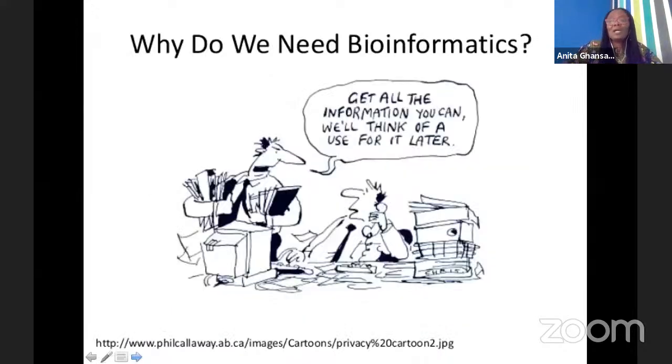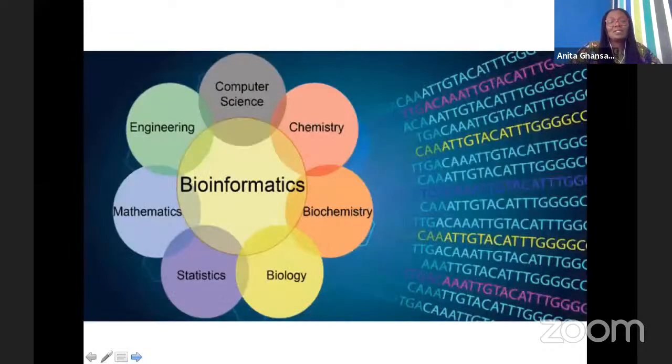Now, why do we need bioinformatics? As it stands, most of us, what we do is to collect a lot of data, and then we scratch the surface, do some analysis, and put the rest down and hope that one day we'll come back to it. I think this is why we need bioinformatics for our research activities.